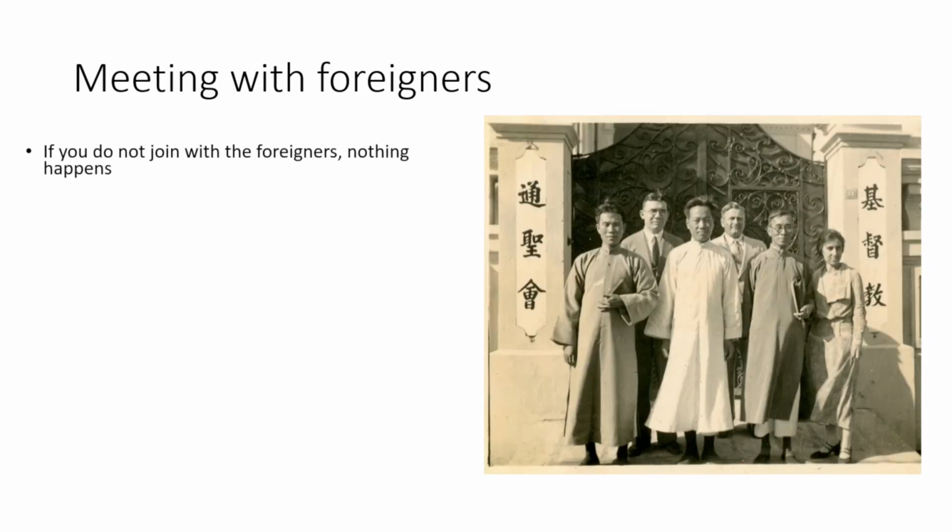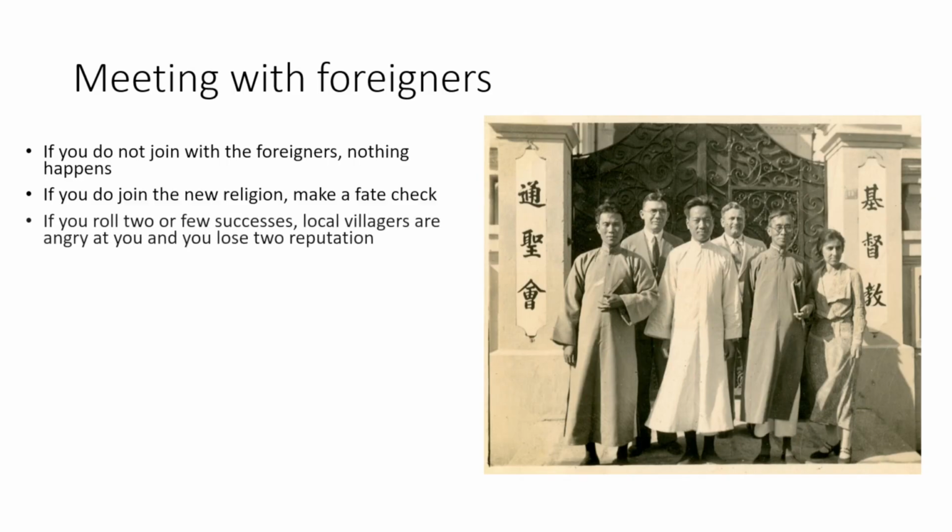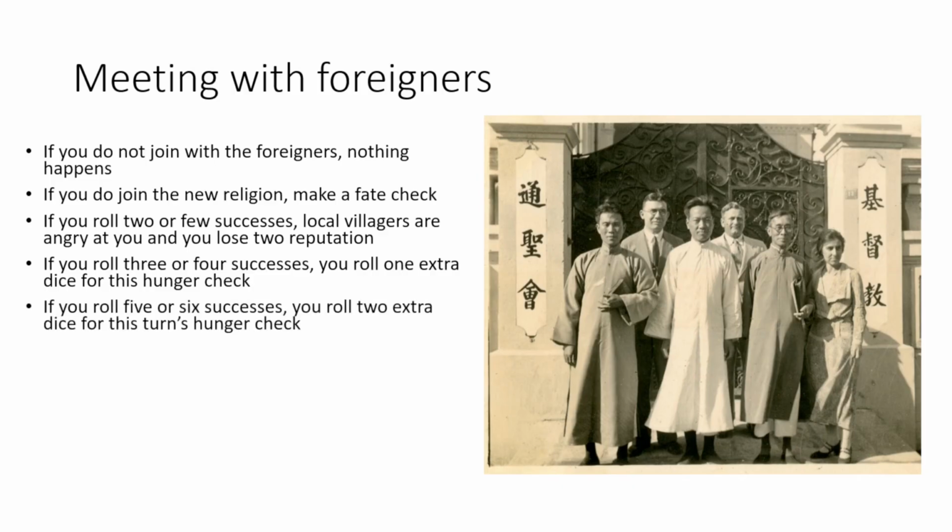If you do not join with the foreigners, nothing happens. If you do join the new religion, make a fate check. If you roll 2 or fewer successes, local villagers are angry at you and you lose 2 reputation. If you roll 3 or 4 successes, you roll 1 extra dice for this hunger check only. If you roll 5 or 6 successes, you roll 2 extra dice for this hunger check only. And this is not per person, this is per group.